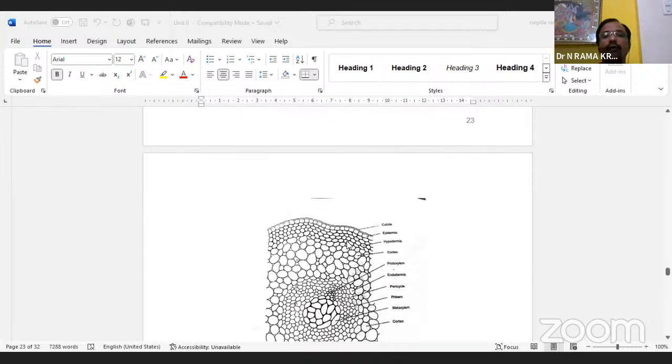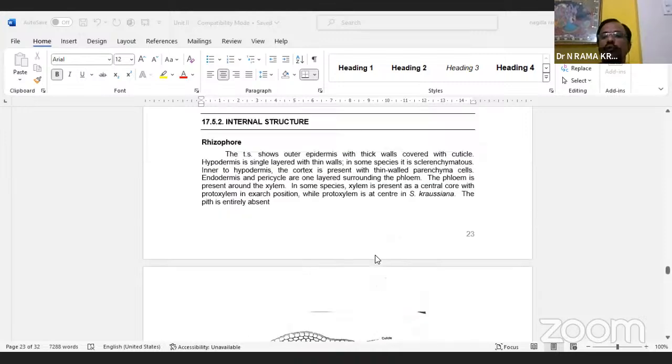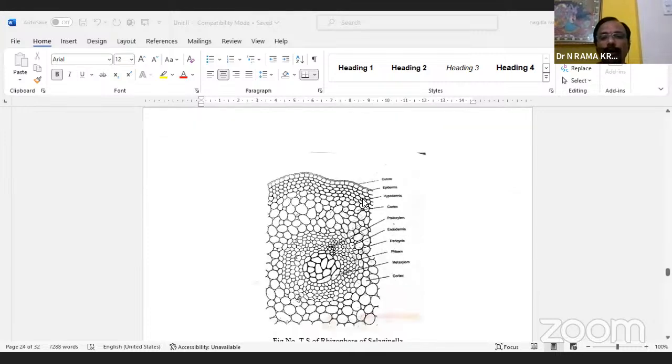we are looking at the cortex. Below the epidermis, one or two or three layers are there, which is the cortex. Also, you see here, this is the lower cortex. Above the cortex, here you are looking at the hypodermis.